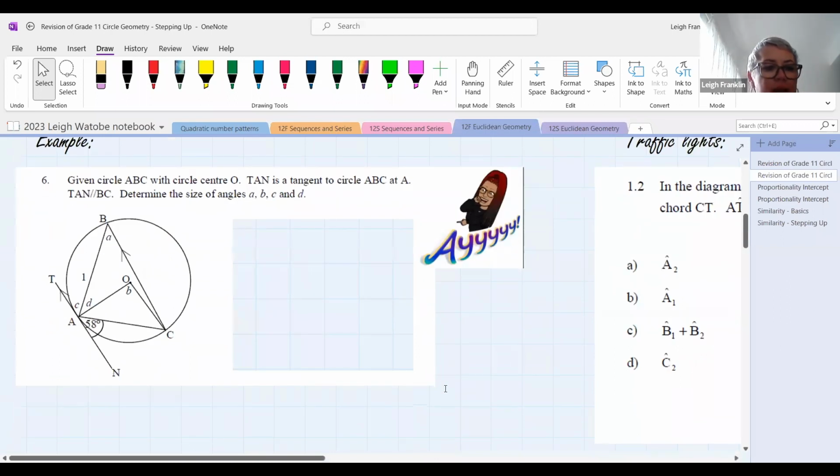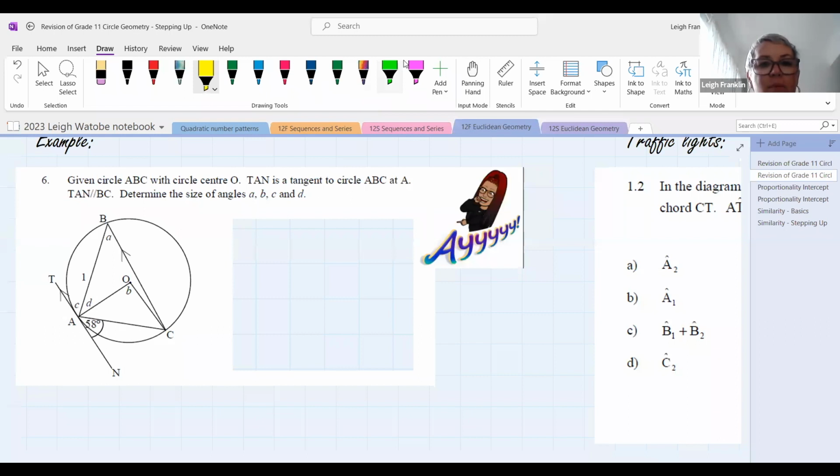All right, let's have a look at this particular question. Here we have been given a circle ABC with circle center O. TAN is a tangent to the circle ABC at A, and they've also given us a pair of parallel lines. TAN is parallel to BC. They want us to work out the size of angles A, B, C, and D.